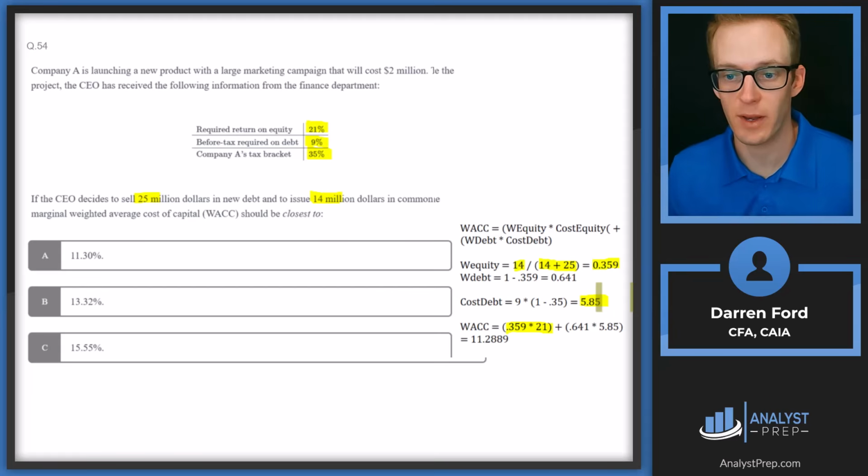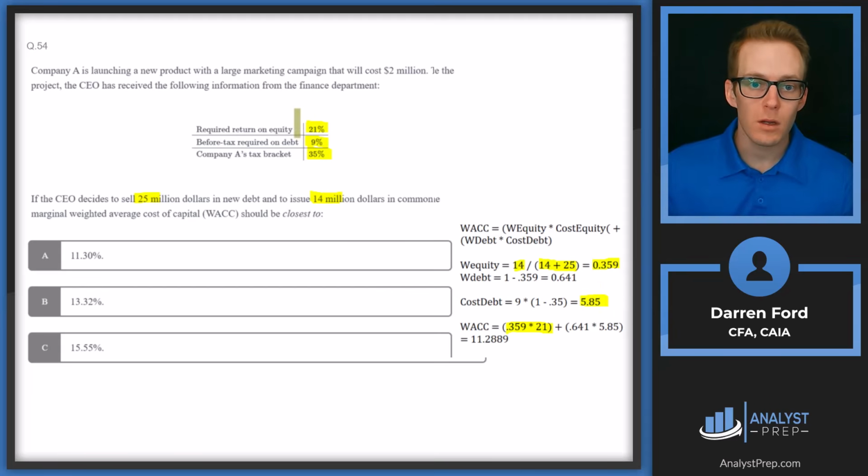So we have debt cost of 5.85, equity cost of 21, and we're weighting those for the amounts that we're going to be issuing. So that's what our final formula is down here. We work that through and we get 11.2889%. And that's going to round closest to answer A, 11.3%.